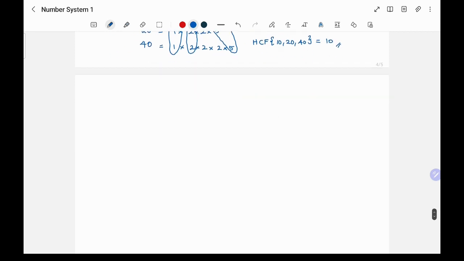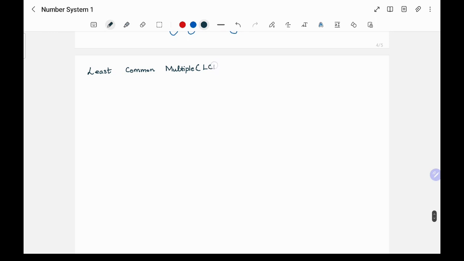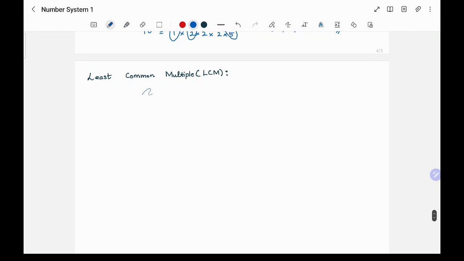Now let's go to LCM. LCM is least common multiple. We already saw what a multiple is, right? Take any number, 2. If we multiply it with any other number, 7, we get 14. So 14 is a multiple of 2. If you multiply it with 8, 16. 16 is a multiple of 2. 2 into 4, let's say 8. So 8 is a multiple of 2. This is multiple.